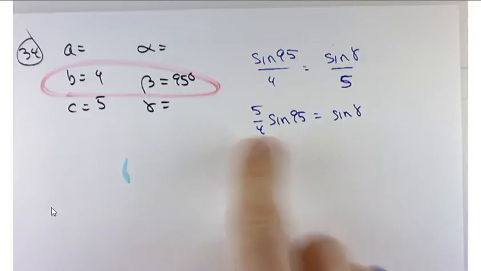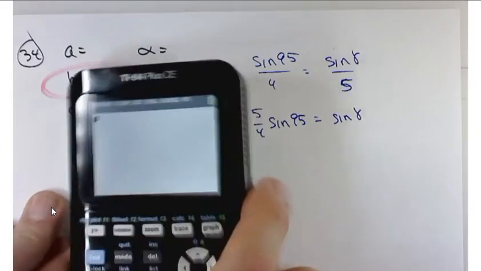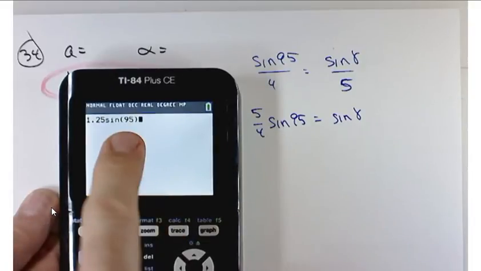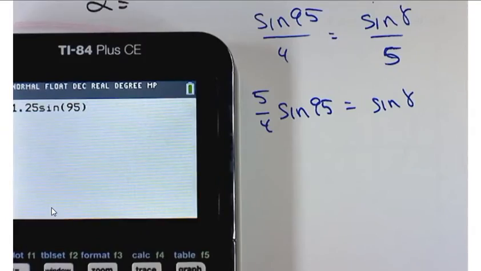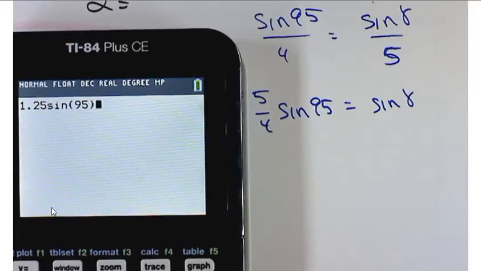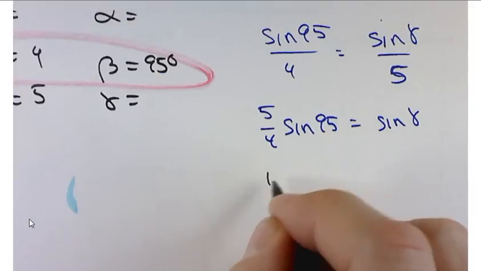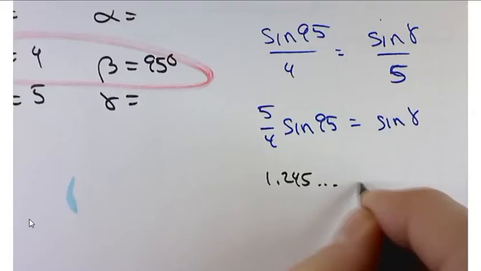5 fourths is 1.25 times the sine of 95, and I actually want a decimal value here. Sine of 95 should be close to 1, because you're close to a 90 degree angle. Sine of 90 degrees is 1. So I should be close to 1.25. 1.245. Okay, so let's write that down. 1.245. That's the sine of gamma.